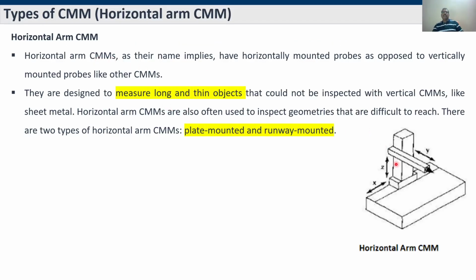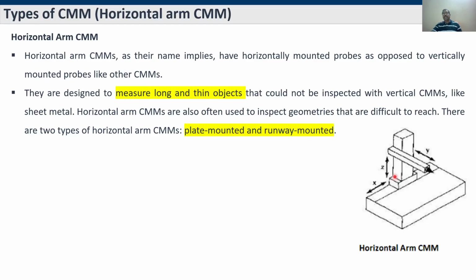Then another one is the horizontal arm. This is totally different from the previous type of CMM, in that the probe is kept horizontally. Horizontal arm CMMs, as their name implies, have horizontally mounted probes. So here is the probe. You can see the probe here. They have horizontally mounted probes as opposed to vertically mounted probes like other CMMs.